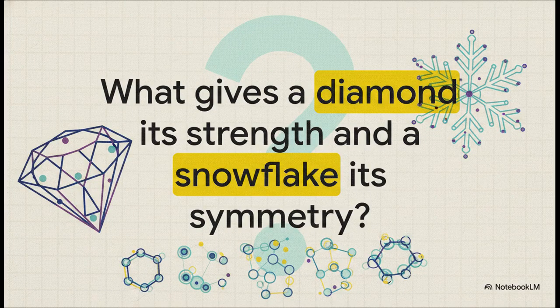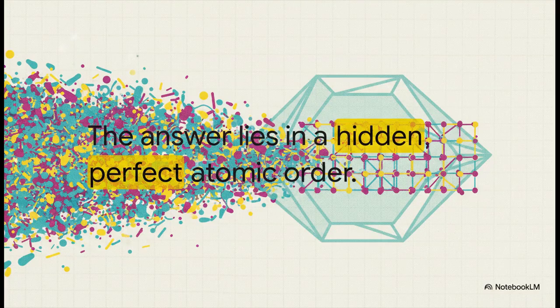I mean, what gives a diamond its legendary strength, making it one of the hardest things on Earth? And at the same time, what gives a snowflake its delicate, one-of-a-kind, six-sided symmetry? They couldn't seem more different, right? But the secret to both their properties? It's exactly the same. Yep, the answer is all about how their atoms are arranged.